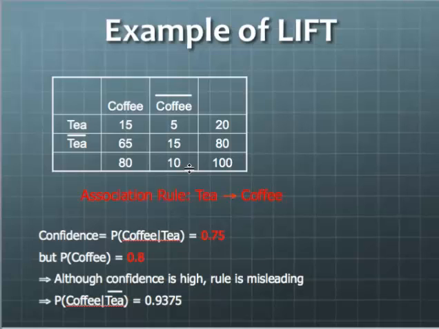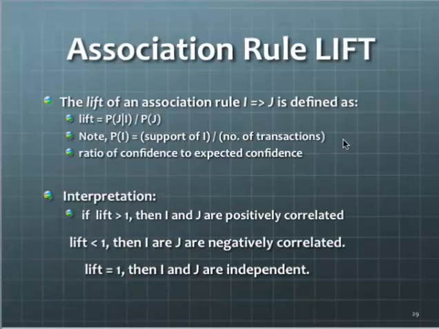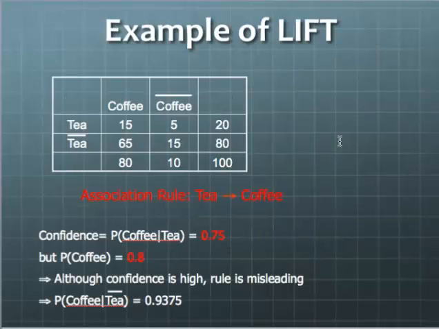Then let's calculate the lift of this association rule. According to this definition, the lift equals the confidence of the rule divided by the probability that coffee exists. So it equals 0.75 divided by 0.8, which equals 0.9375. This rule suggests that there is a slight negative correlation between tea drinkers and coffee drinkers. Therefore, this rule is not very accurate.